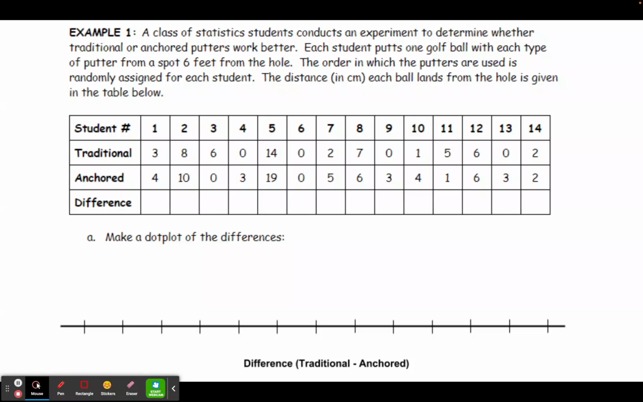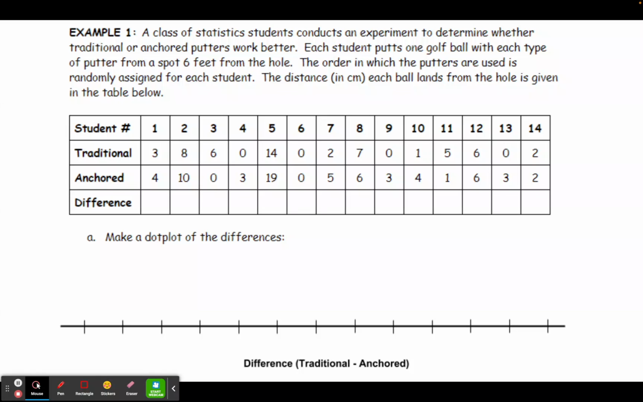And the first 7 students that are drawn would putt with a traditional putter first, then anchored, and then the other would do the reverse. However you decide to randomly assign the treatments, we've got some data here that we're going to examine. So notice that we've got each student's number and we've got their measurements for the traditional and the anchored putter.